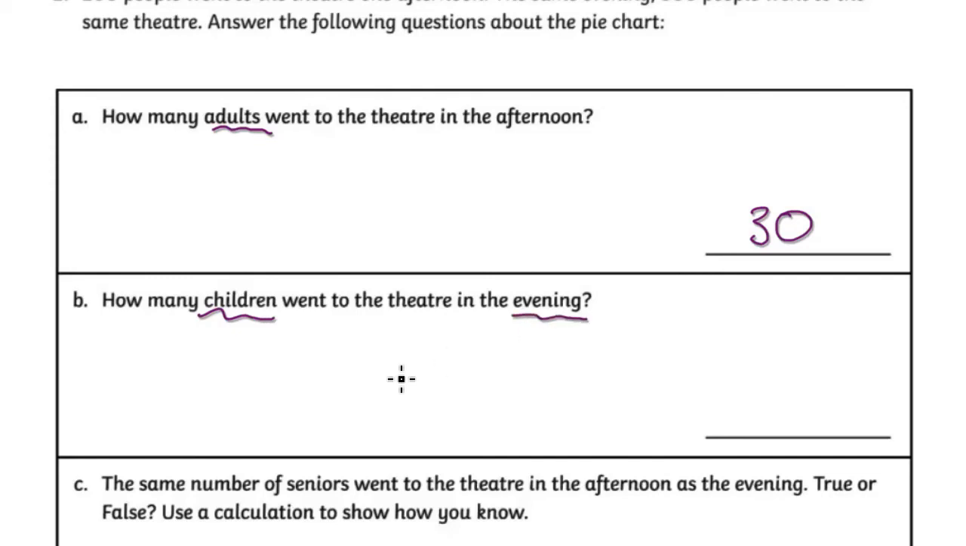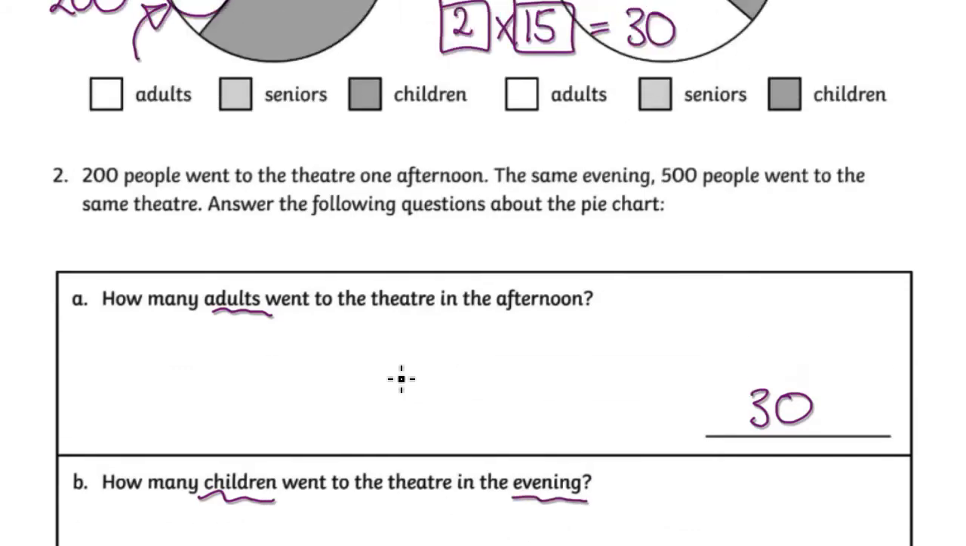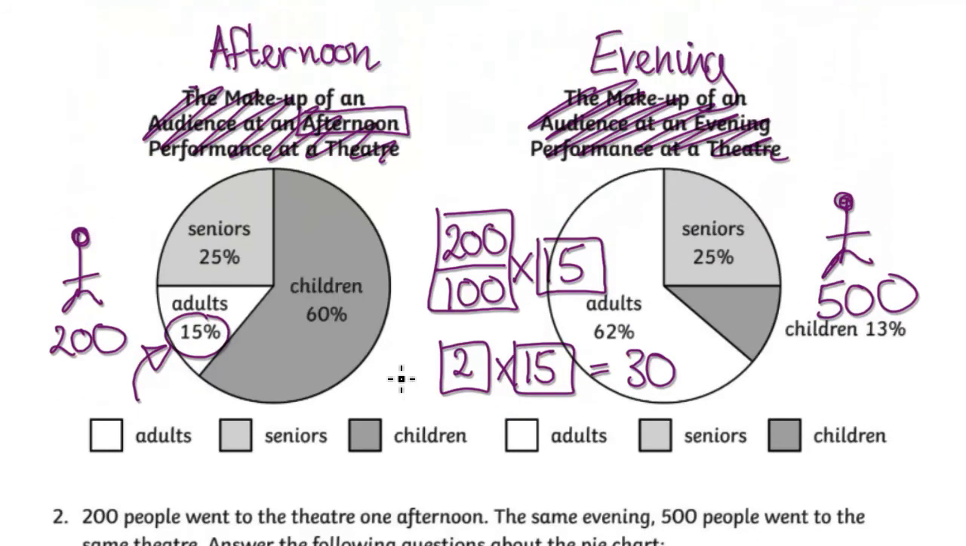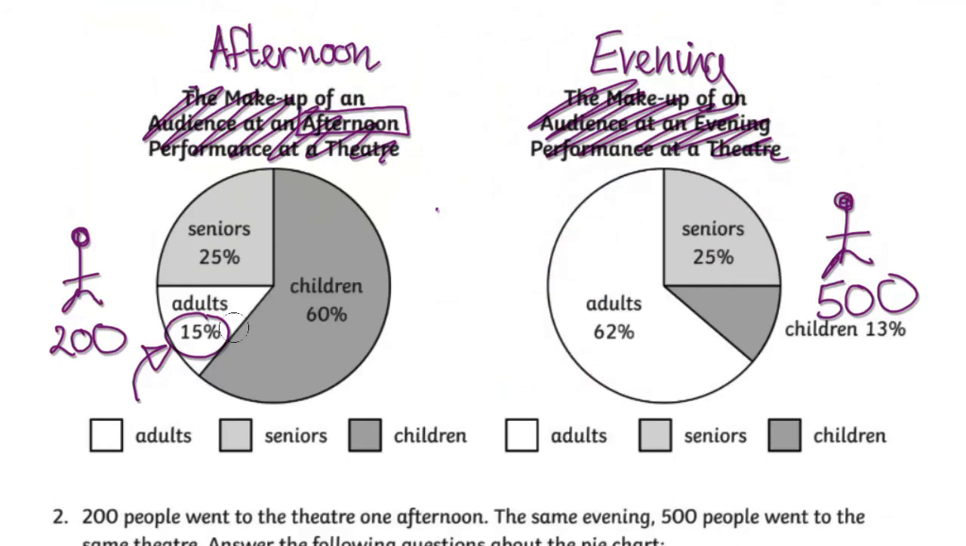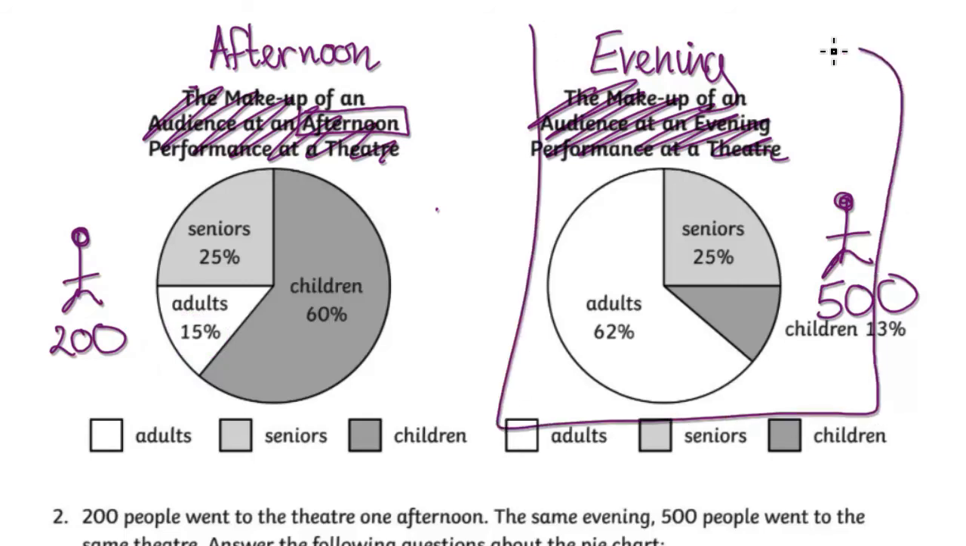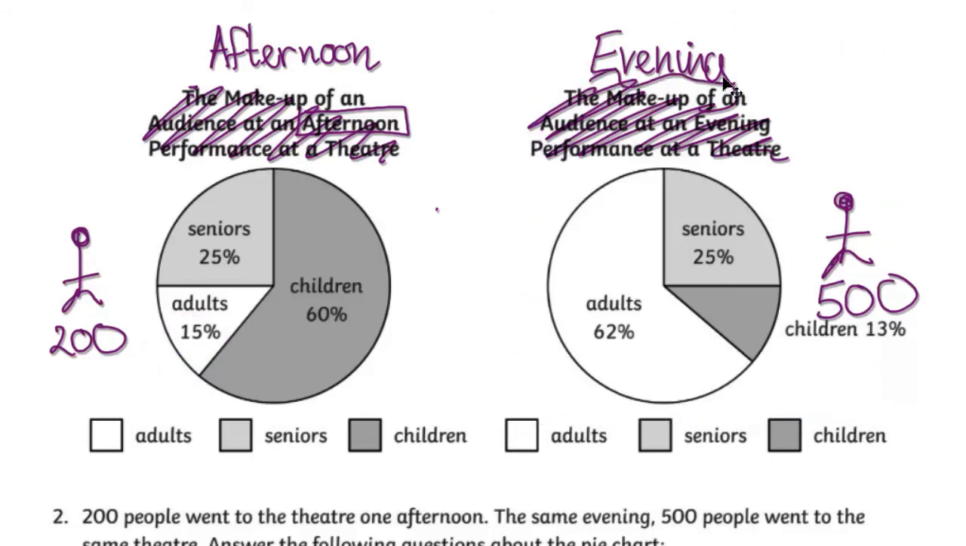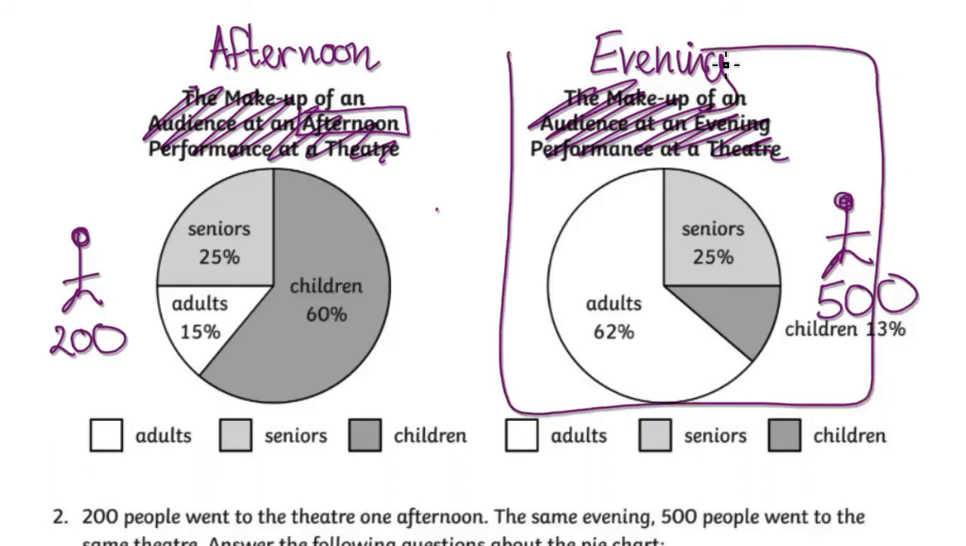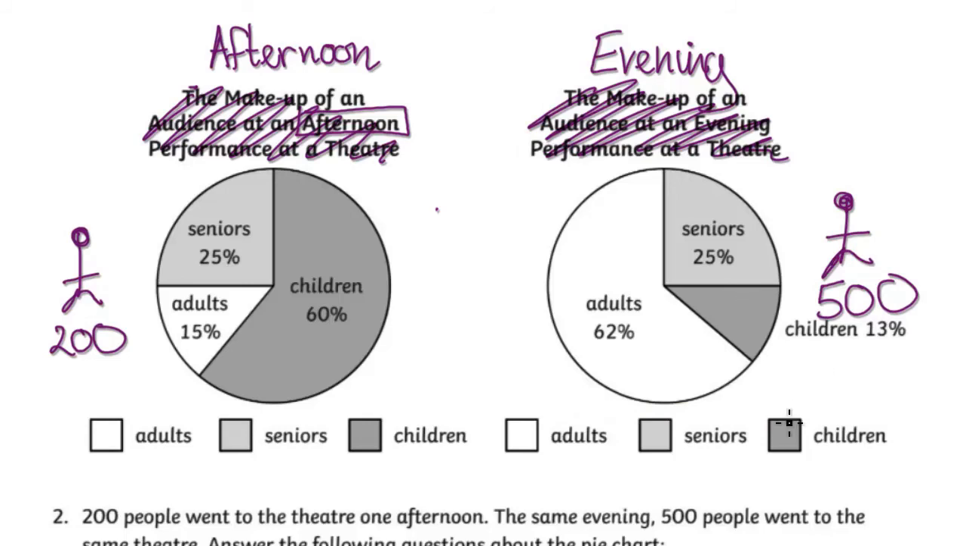And then the next question, how many children in the evening? So going back to here, let me clean this up. Bear with me. How many children in the evening? So evening, you should be looking at this pie chart here, and because it's evening, this is afternoon. So we've got to use this pie chart, and it wants to know how many children.